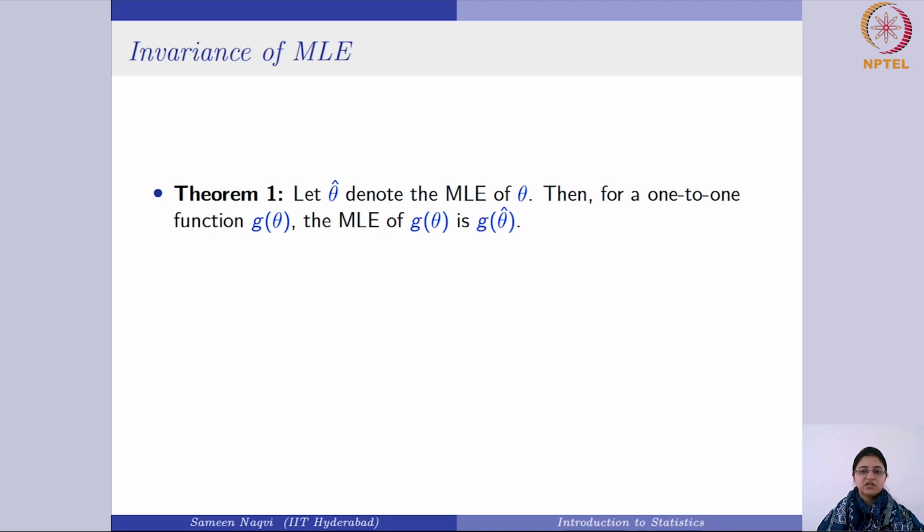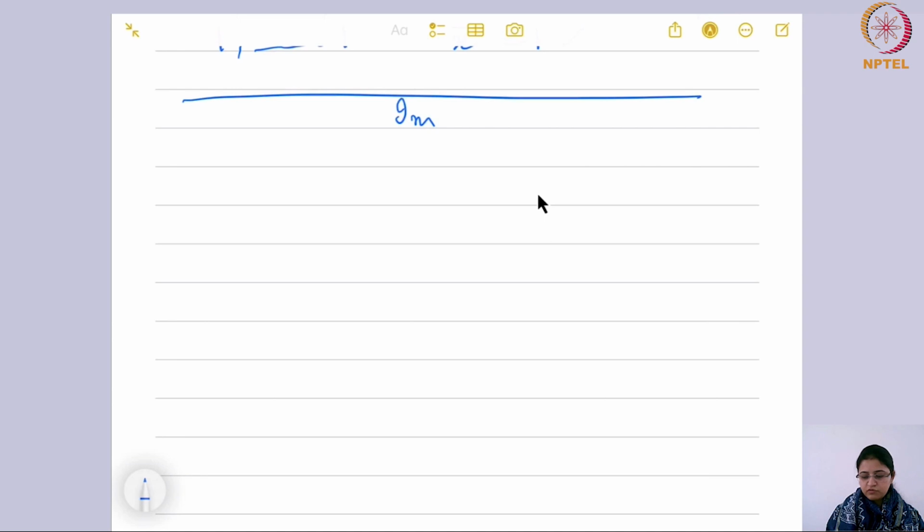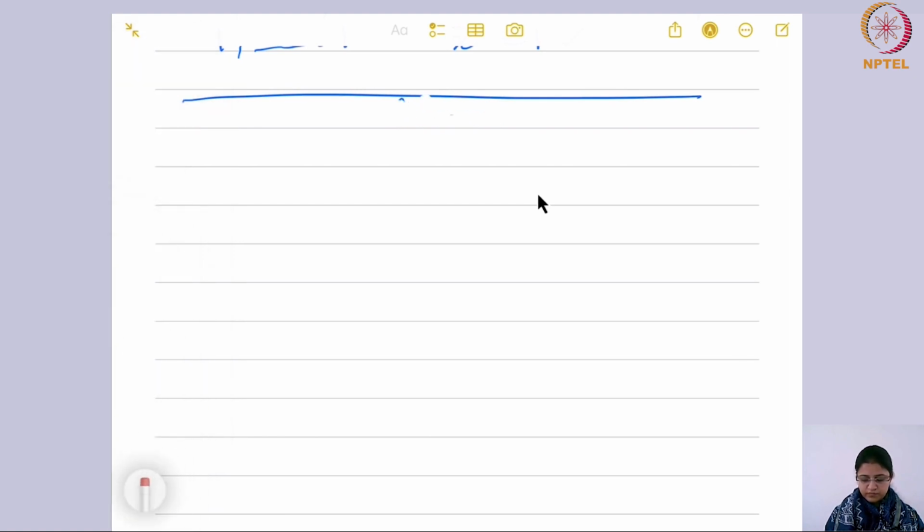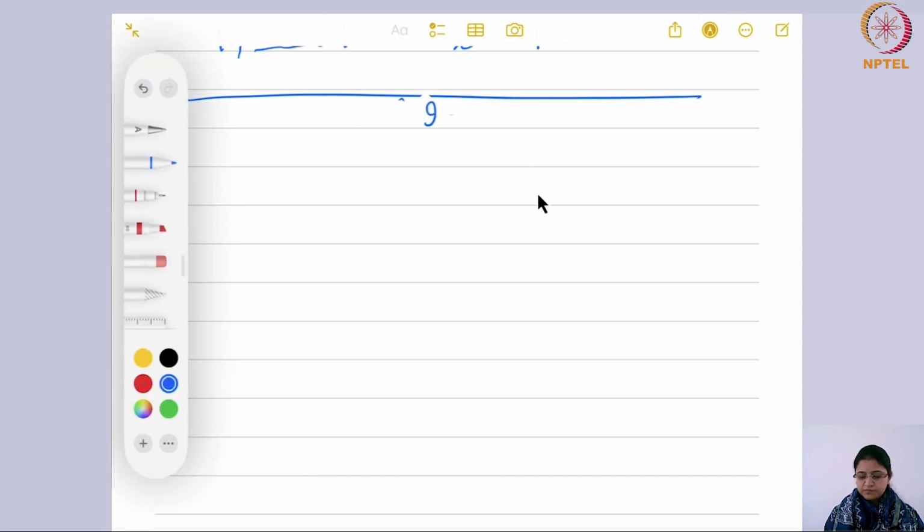In such situations, we have a very nice property of invariance, which says that if theta hat denotes the MLE of theta, and you have any one-to-one function, that is g of theta, then the MLE of this new one-to-one function is going to be g of theta hat. Okay, so let us see how to answer this. Here we are going to talk about invariance of MLE.